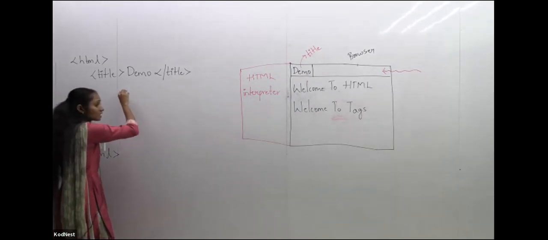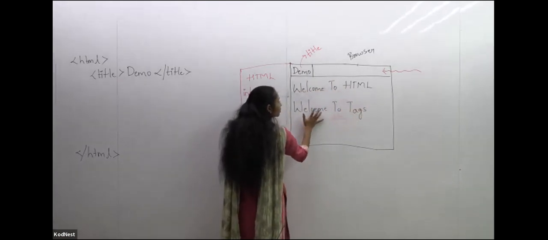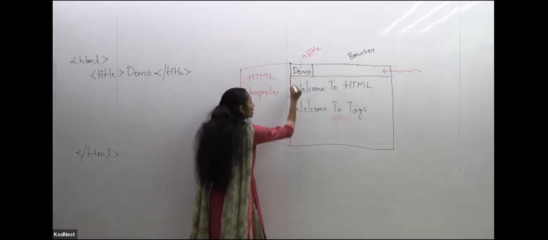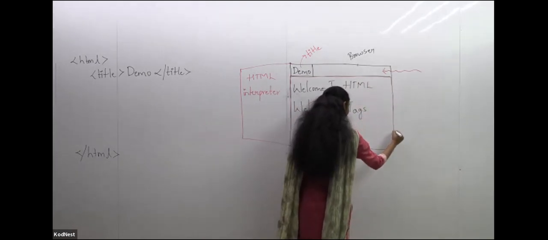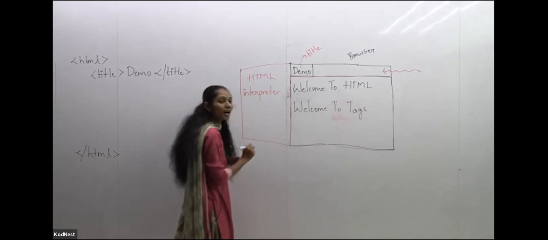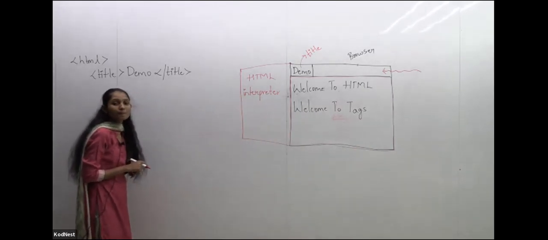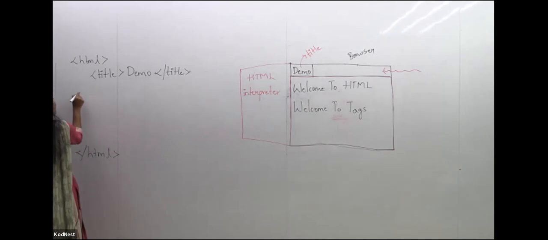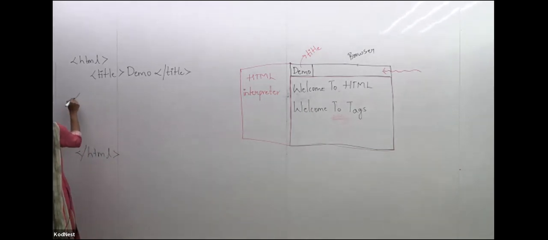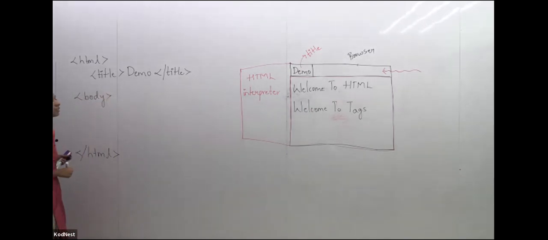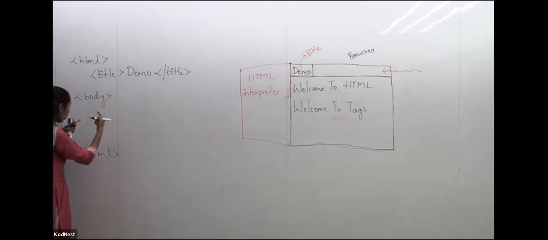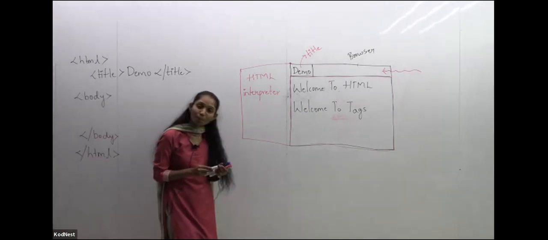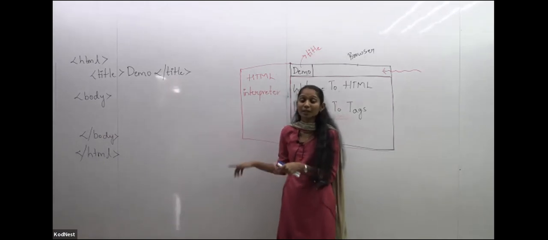Once you display the respective title, this part that you are seeing here is called the body. To tell that inside the body is what I am displaying, we have one more tag here called the body tag. And the body tag is also a paired tag. So open the body and close that respective body.